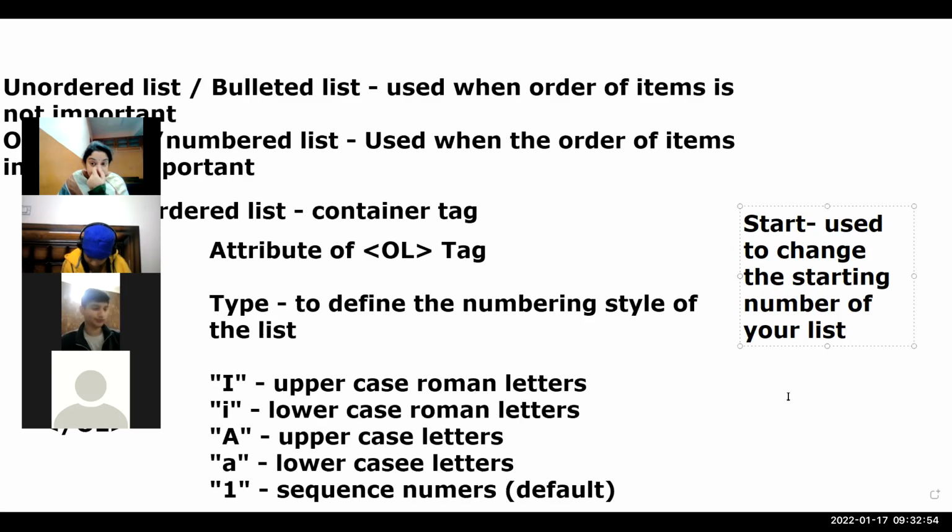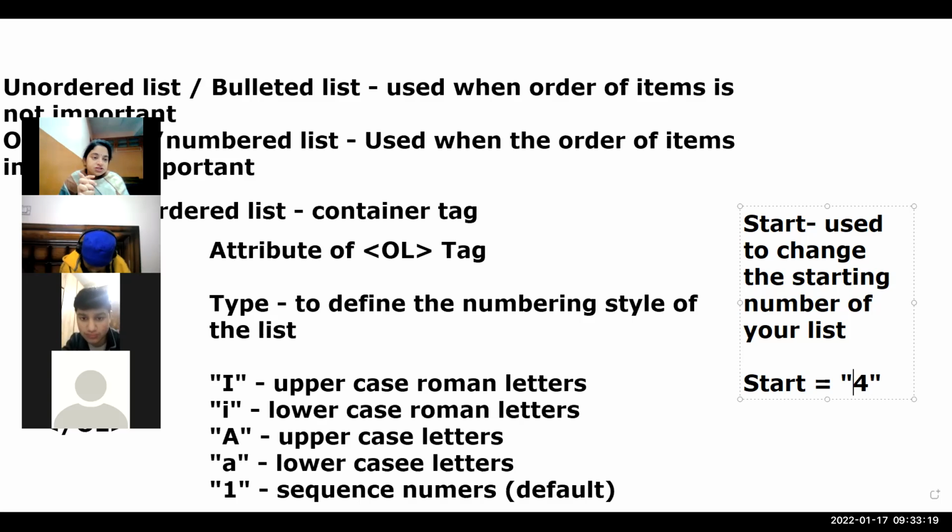Secondly, start should be given like this: start equals to 1, 2, 3, 4 or 5. It should always be given in numbers. If I'm giving start equals to 4, the list will start with number 4.